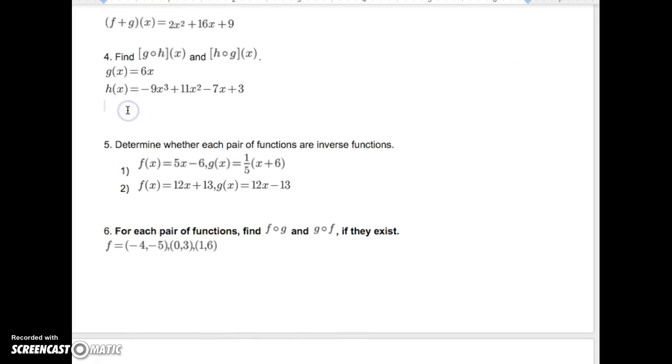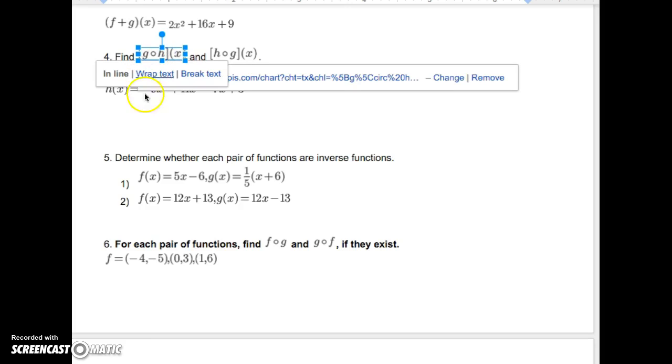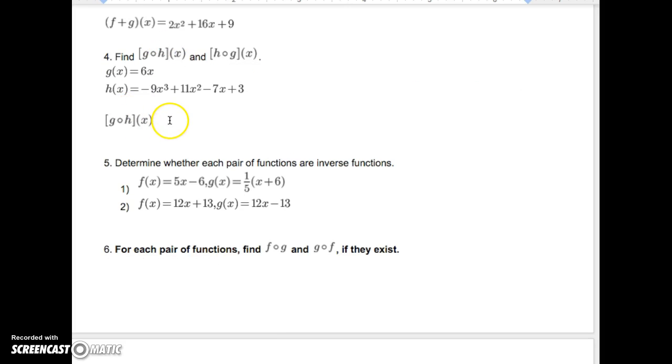Alright, for number 4, we're getting into composition now. We're doing g composition h and h composition g. So I'm going to do g composition h first and see what that equals. g composition h means g is the outside function, 6 times x. So I'm doing 6 times something.